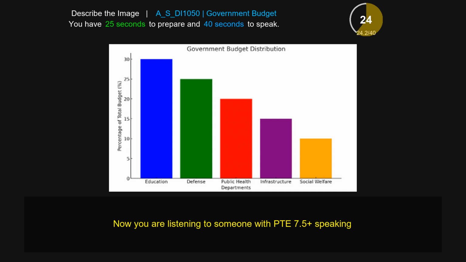Other information is given about defense, which is 25%, shown with green color, public health 20%, shown with red color, and infrastructure 15% depicted with purple color, which highlights the key information. Overall, the bar graph is very informative.